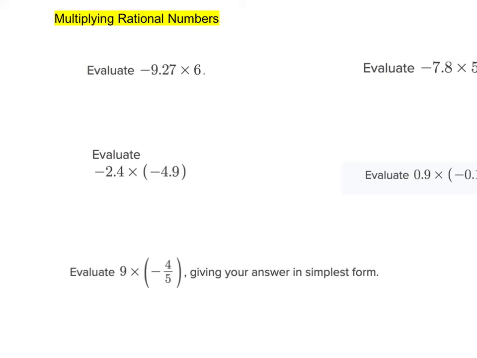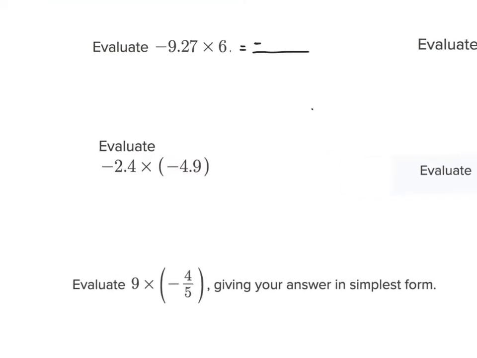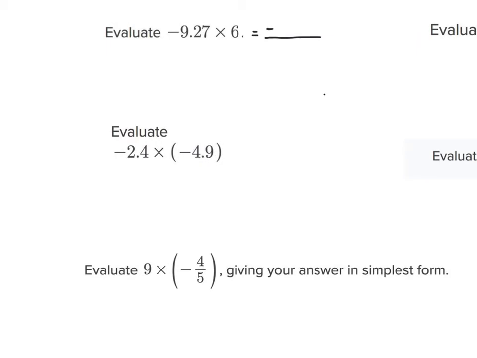Let's go ahead and check our study guide. Remember on this first one here, a negative times a positive is going to give me a negative answer. So I'm going to put that negative sign there so I don't forget. I'm going to ignore those decimals and just write my multiplication problem down here. Once I multiply, I get 55.62. Now I got to add that decimal back in.